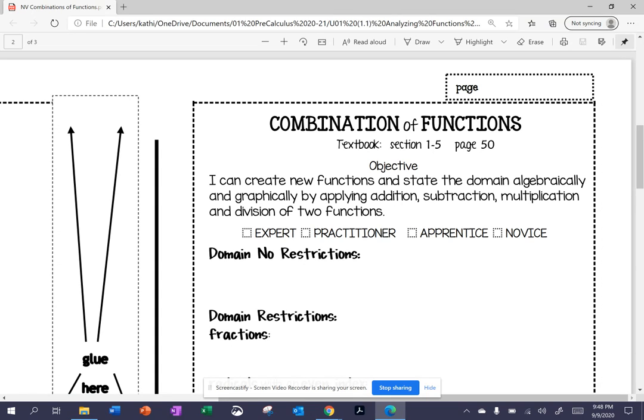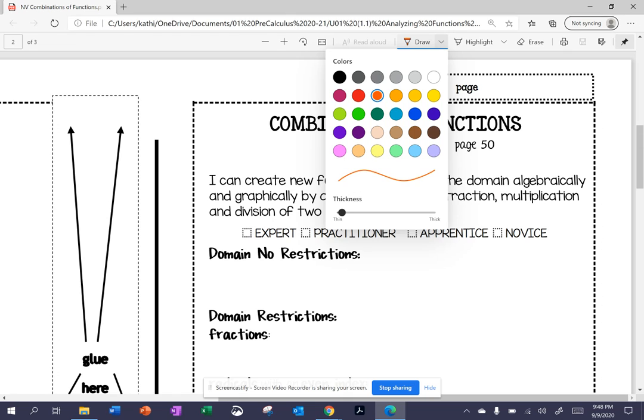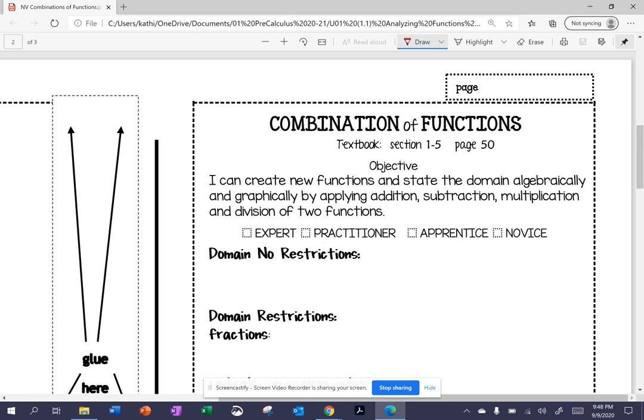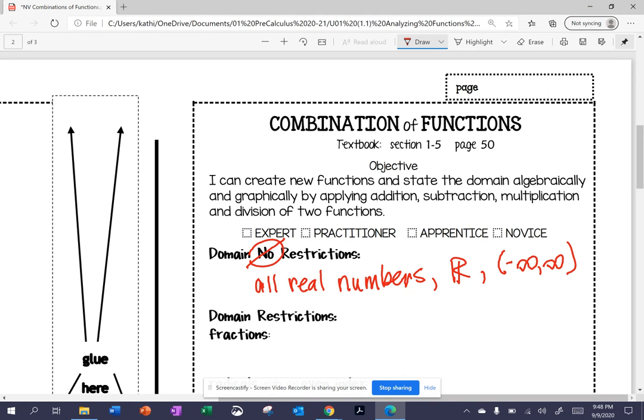All right, let's start out by reviewing what a domain is with no restrictions, none at all. When I have no restrictions, my domain is all real numbers. In words, I can say it with the double-struck R, or in interval notation from negative infinity to positive infinity. They all mean the same thing.